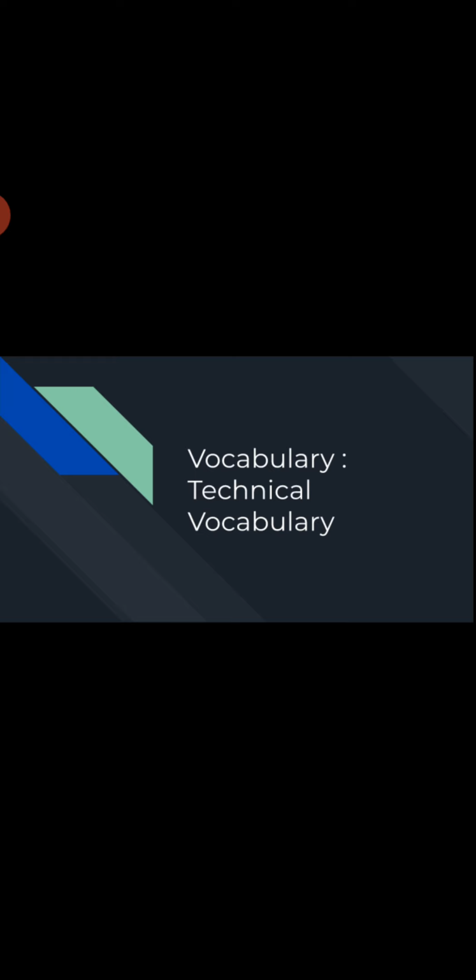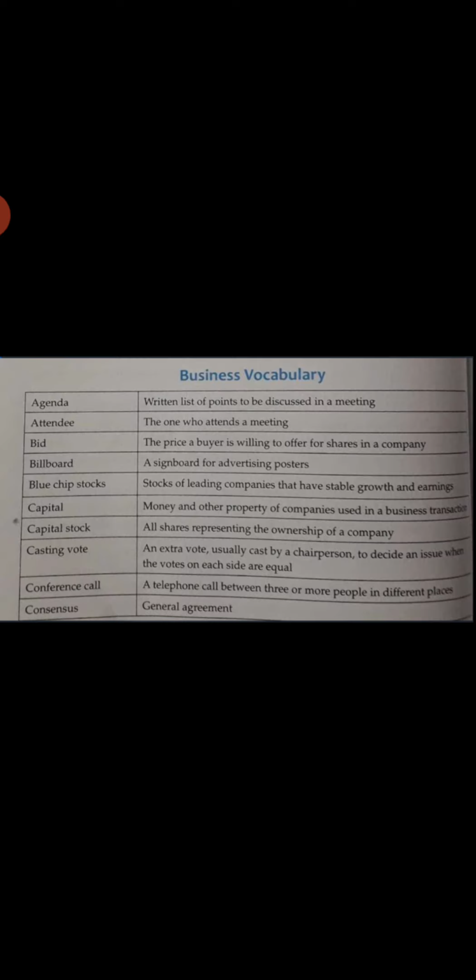So, in this unit, we will look at some words that are used in the fields of business and media. So, we are going to see in business what kind of jargon is used. This is called business vocabulary. You can see on the slide. So, the first one is agenda. I hope you have heard about agenda. Agenda is a written list of points to be discussed in a meeting.